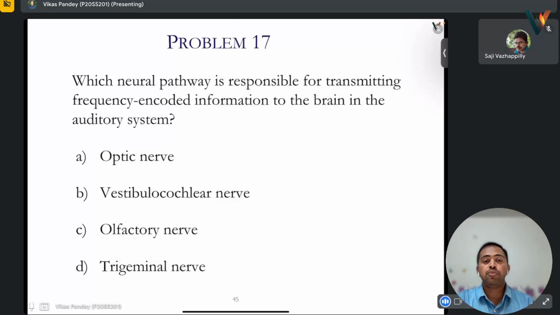Which neural pathway is responsible for transmitting the frequency coded information? Now we have everything in terms of frequency. And how is this frequency coded information sent to the brain in the auditory system? Through the optic nerve, the vestibulocochlear nerve, the olfactory nerve, or the trigeminal nerve? The vestibulocochlear nerve.